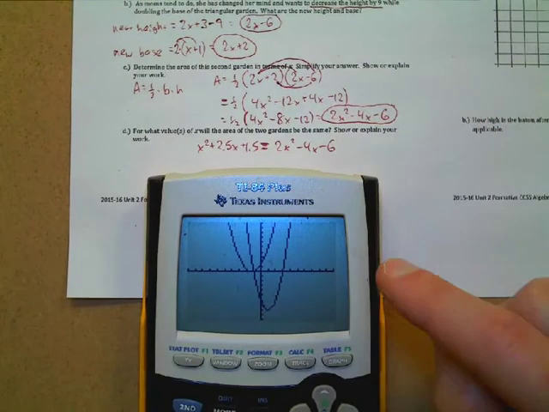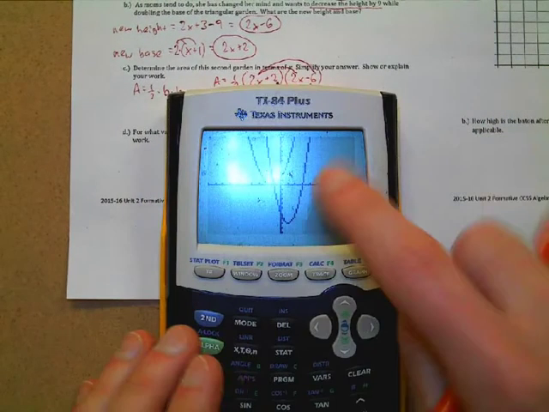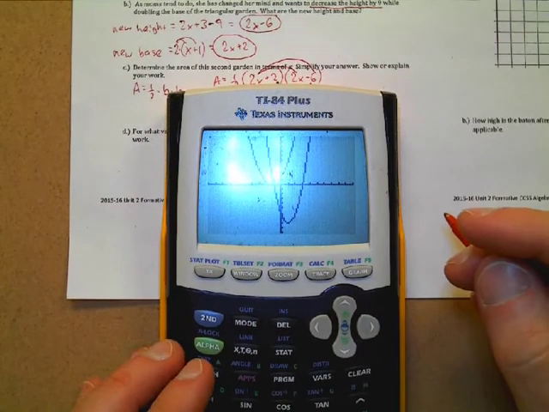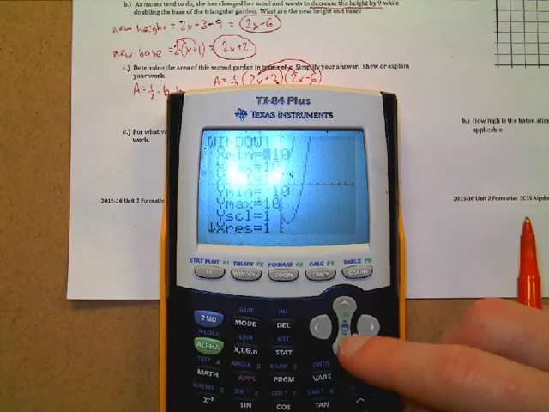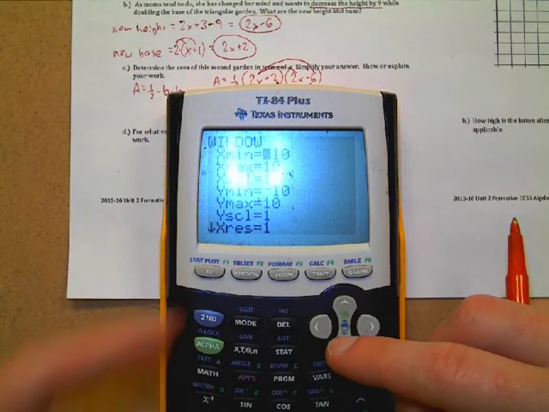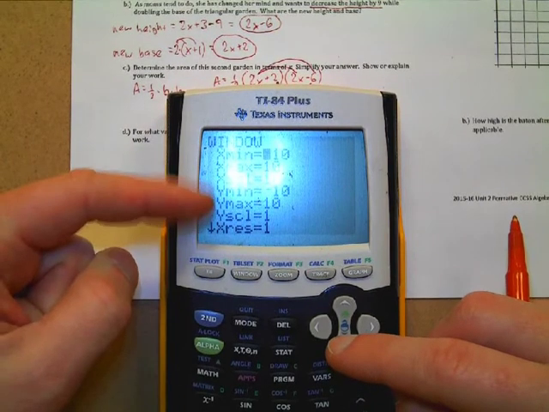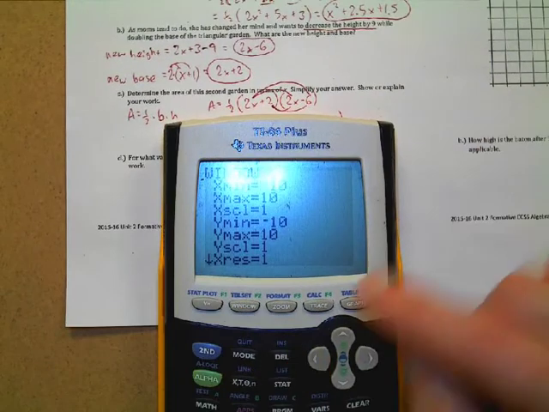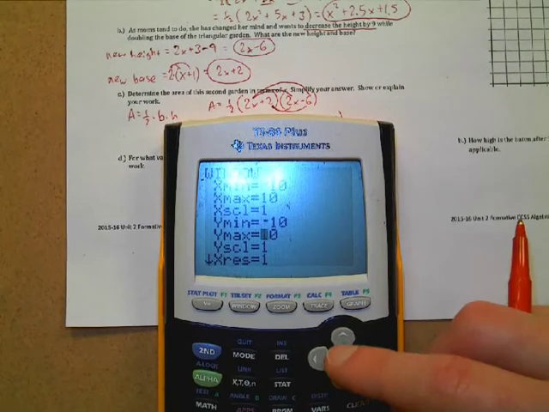And the way we're going to adjust our window is if we want to go higher up, what do I need to adjust here? If I want to go further up, I need to adjust my y values. Okay, and specifically I want to adjust my y max. Okay, the y max determines how high my graph goes. So let's try 20 and see if I can see it from there.